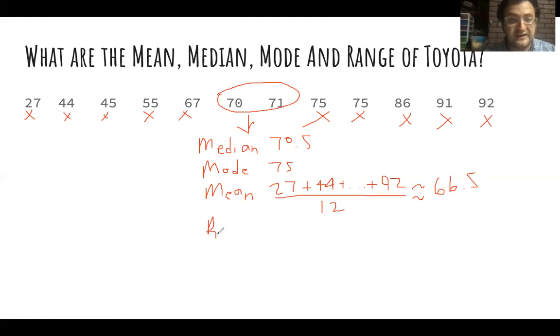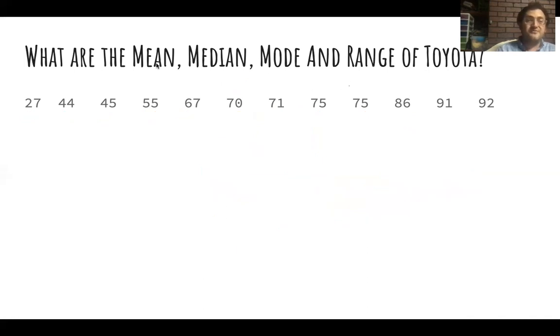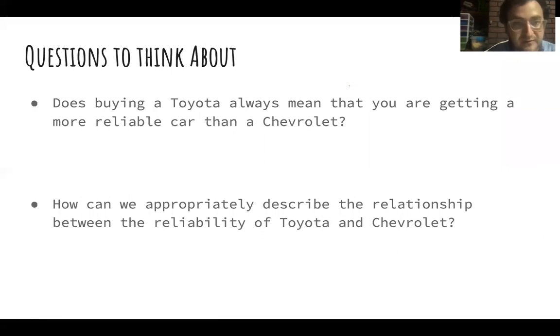And then the range is actually going to be less than that of the Chevy because Toyotas are a little bit more consistent. They do have a model that does rate 27. That one may be a dud. Maybe it's a newer model that they didn't work through as well. But that range is going to be 65. So if you are shopping for your first car, you might be a little bit better off going for that Toyota on average. Speaking of which, here are some interesting questions you might want to think about.